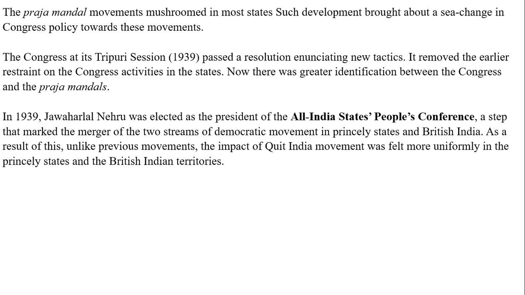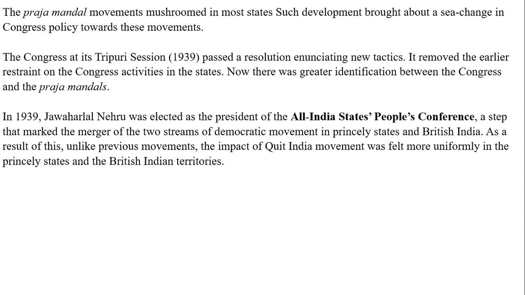As a result of this, like previous movements, because of the communication and everything, people in princely states knew that the non-cooperation movement was going on all through the country, the civil disobedience movement was going on, and all sorts of revolutionary activities under Chandrasekhar Azad, or Bhagat Singh, or under Sanyal, or Savarkar. They could understand that these things were going on, but they could not directly participate. But now, with this kind of Tripuri session resolution in 1939, people in the princely states could directly participate, even under the banner of Congress.